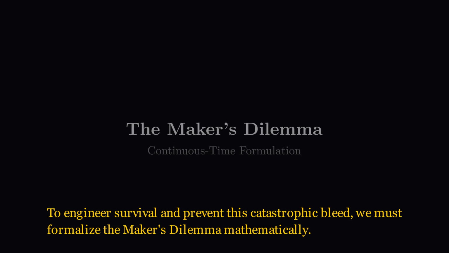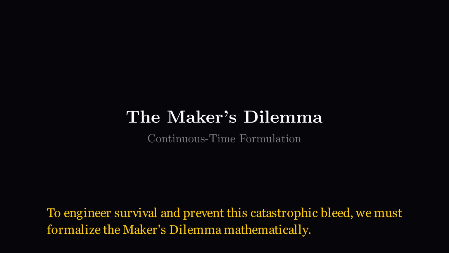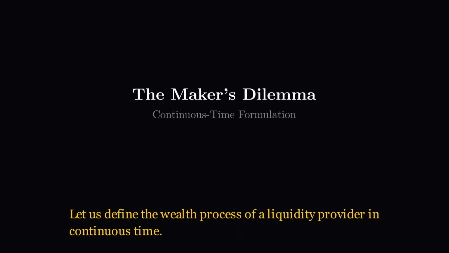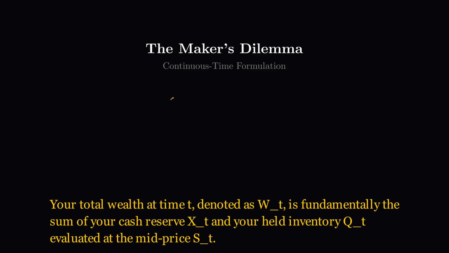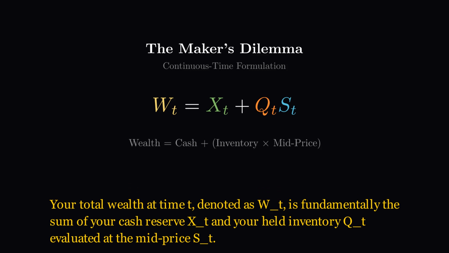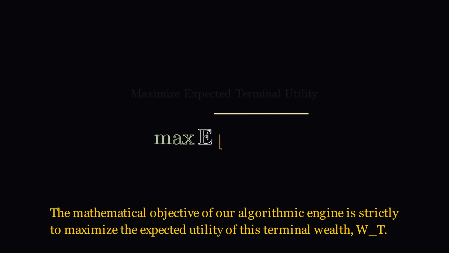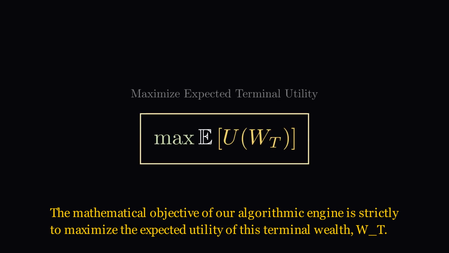To engineer survival and prevent this catastrophic bleed, we must formalize the maker's dilemma mathematically. Let us define the wealth process of a liquidity provider in continuous time. Your total wealth at time t, denoted as W_t, is fundamentally the sum of your cash reserve X_t and your held inventory Q_t evaluated at the mid-price S_t. The mathematical objective of our algorithmic engine is strictly to maximize the expected utility of this terminal wealth, W_t.